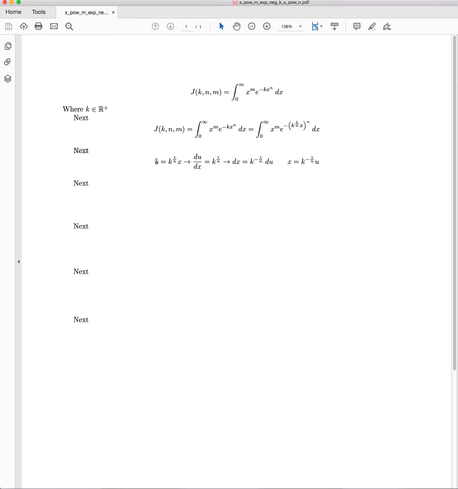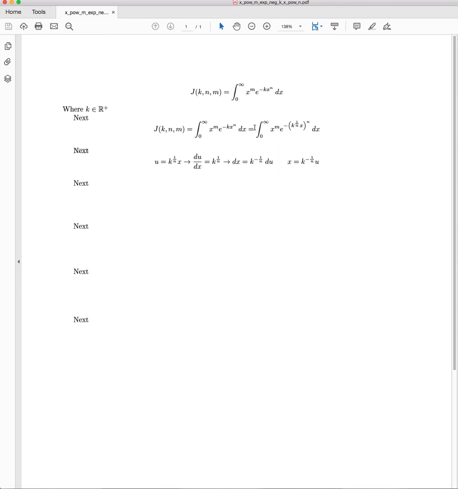Okay, so as I said, we're letting u equal k to the power of 1 on n times x, which means du dx is, remember this is just a constant, it's got nothing to do with x, so we just have k to the power of 1 over n. Rearranging, we simply have dx is equal to k to the negative 1 over n, or 1 over k to the power of 1 over n, times du. And also, just by rearranging, x is equal to k to the negative 1 over n times u. This is important because we need it here.